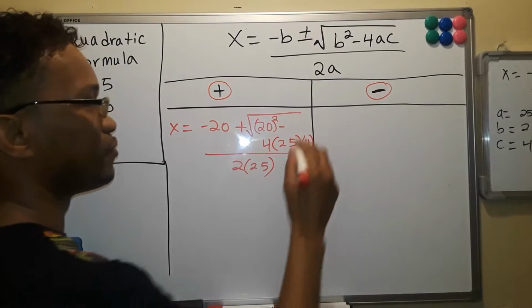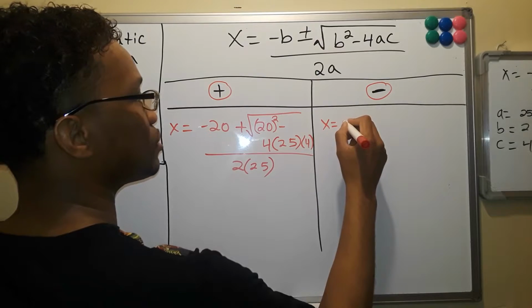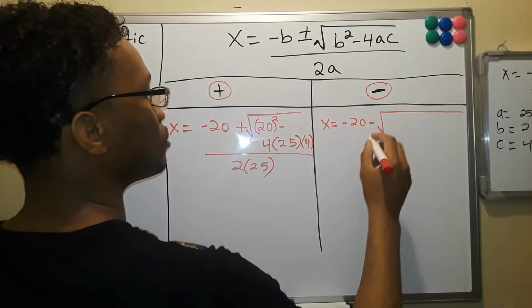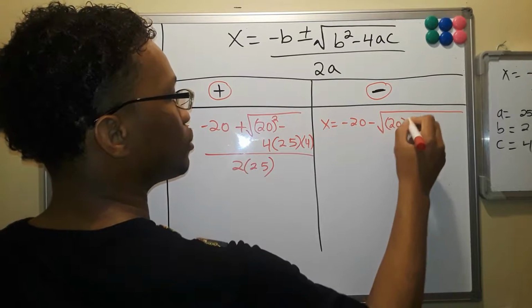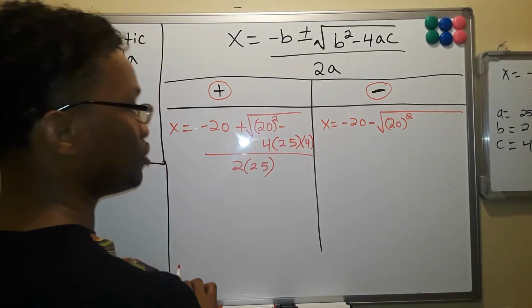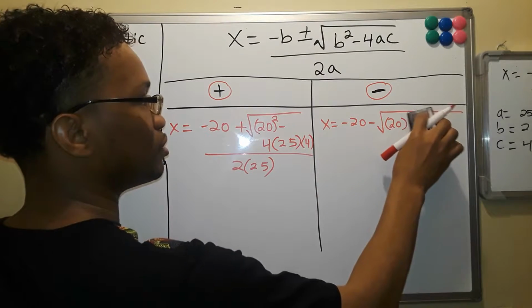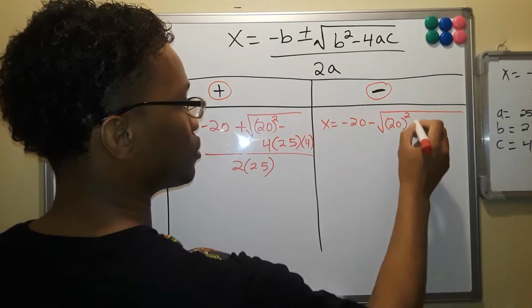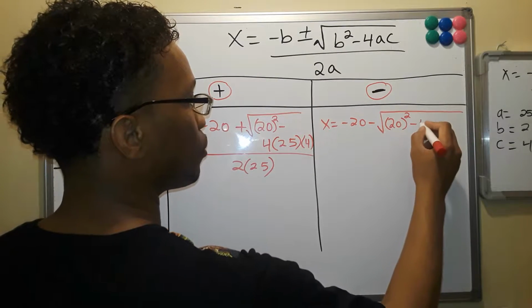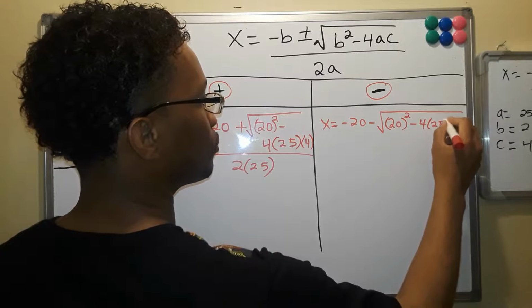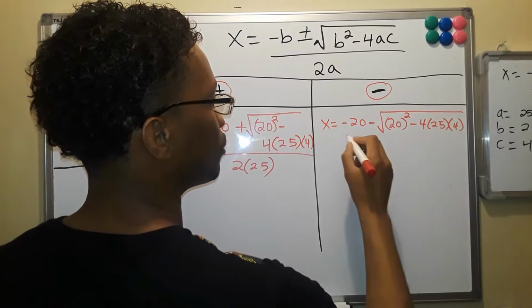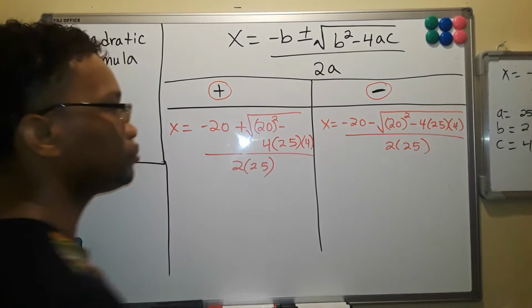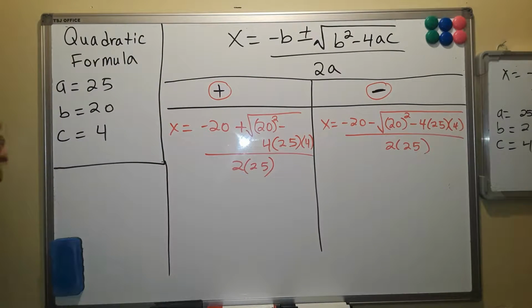I'm going to write the same for the negative. x equals negative 20 minus the square root of 20 squared. It's practically the same, but the only difference is the sign. You add in here and you subtract in here. Those are the clear differences. Minus 4 times 25 times 4. Okay? All of this over 2 times 25.